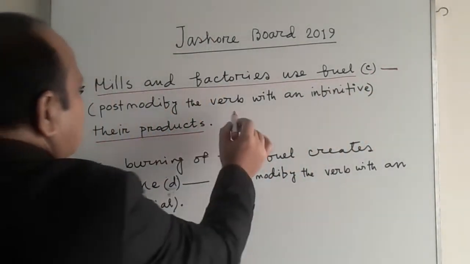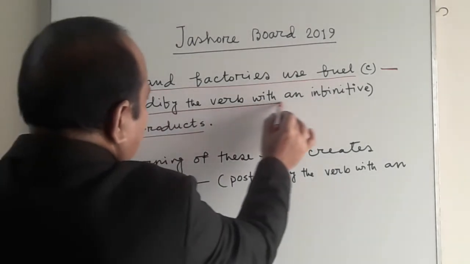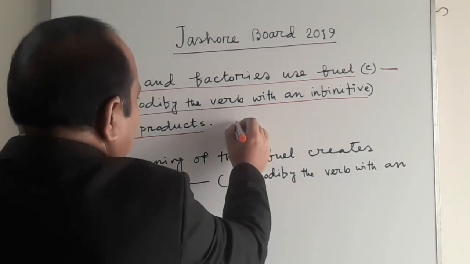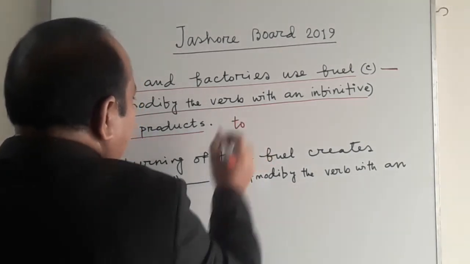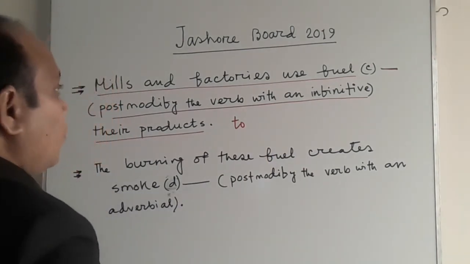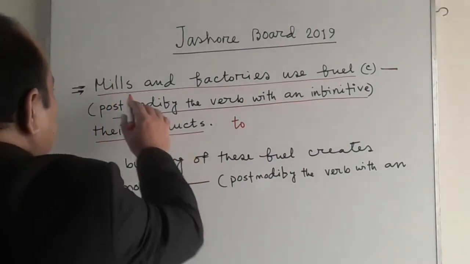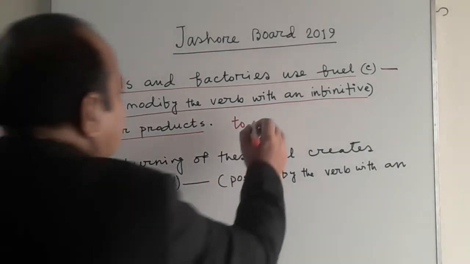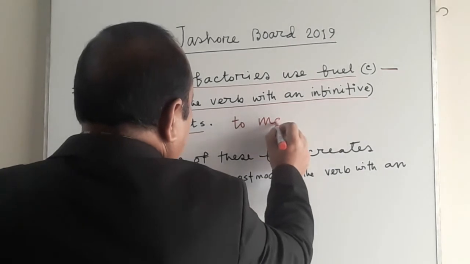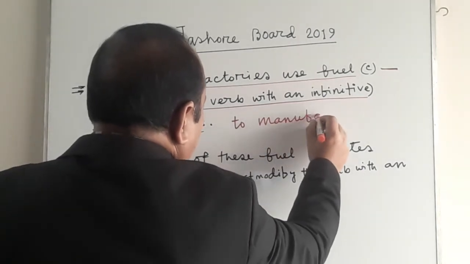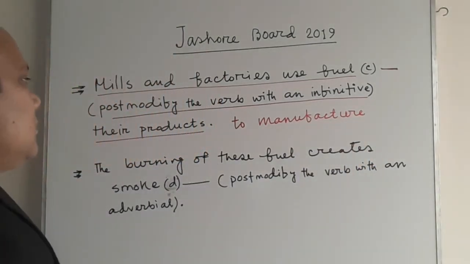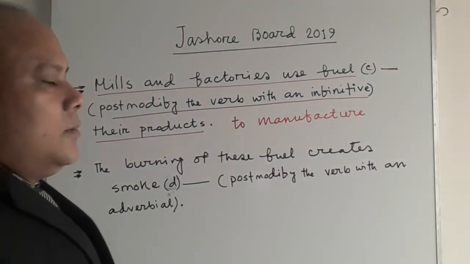So you are asked to post-modify the verb with an infinitive. That is, we can easily say with an infinitive means first of all we can say to, then we have to use a verb. And what would be the relevant verb? Look at the sentence. Mills and factories use fuel. Why do they use fuel? Just to manufacture their products.